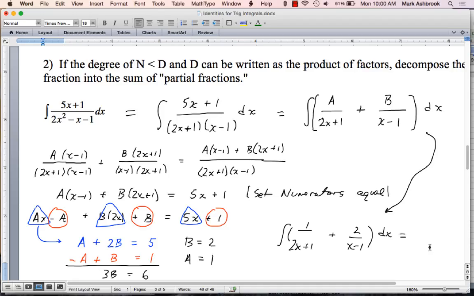And then we got an easy one, right? So what's that? 1/2 natural log of 2x plus 1, plus 2 natural log of x minus 1. I'm trying to stay out of this lower corner here. Plus c.